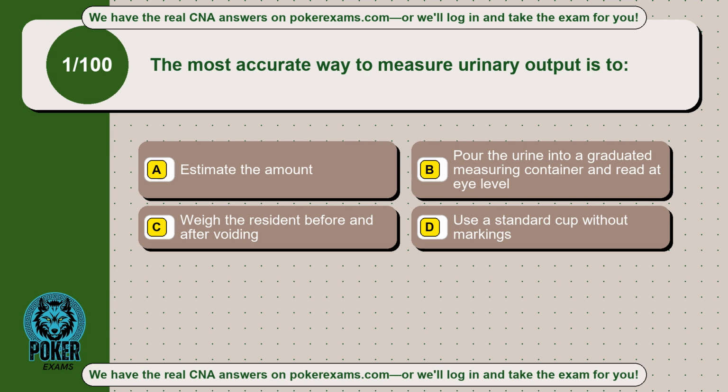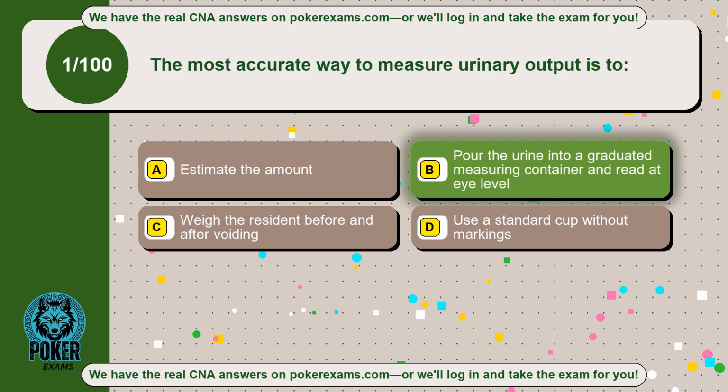Question 1. The most accurate way to measure urinary output is to: Option A. Estimate the amount. Option B. Pour the urine into a graduated measuring container and read at eye level. Option C. Weigh the resident before and after voiding. Option D. Use a standard cup without markings.